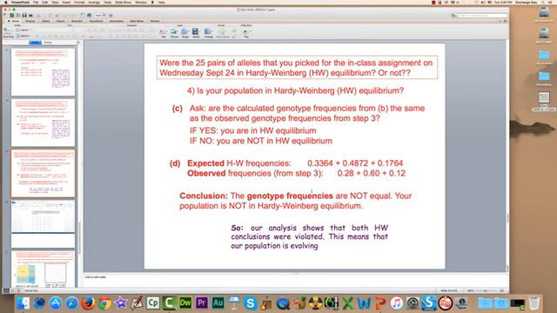No selection, no migration, no genetic drift, etc. If one of those was violated, then our population will not be in Hardy-Weinberg equilibrium. If none of those are violated, our population will be in Hardy-Weinberg equilibrium. All right, so you can mull that over for a little while, and let's move forward to the next part of our problem.